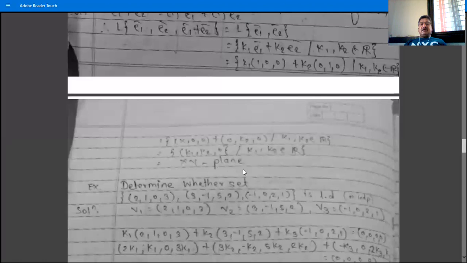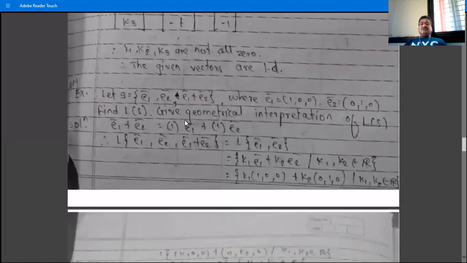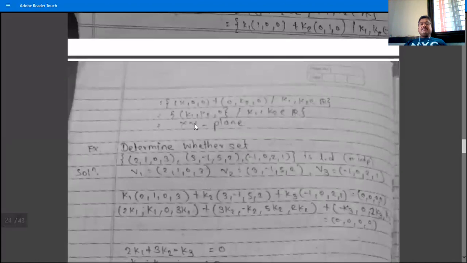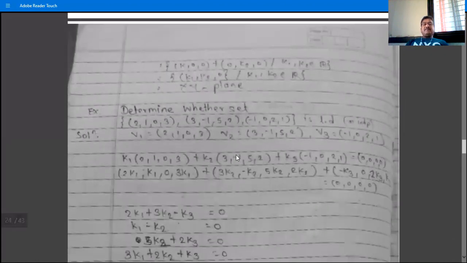This is the XY plane. So give the geometrical interpretation of ELS. What is the geometrical interpretation of ELS? This ELS is the XY plane.